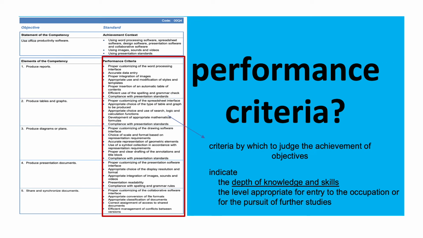Some performance criteria are broad, like compliance with presentation standards. This means something different to a social science graduate than it does to a computer science graduate. The program entrusted to develop this competency will need to decide what those presentation standards will be, keeping in mind the goals of the computer science program and the context in which Word will be used in the occupation.